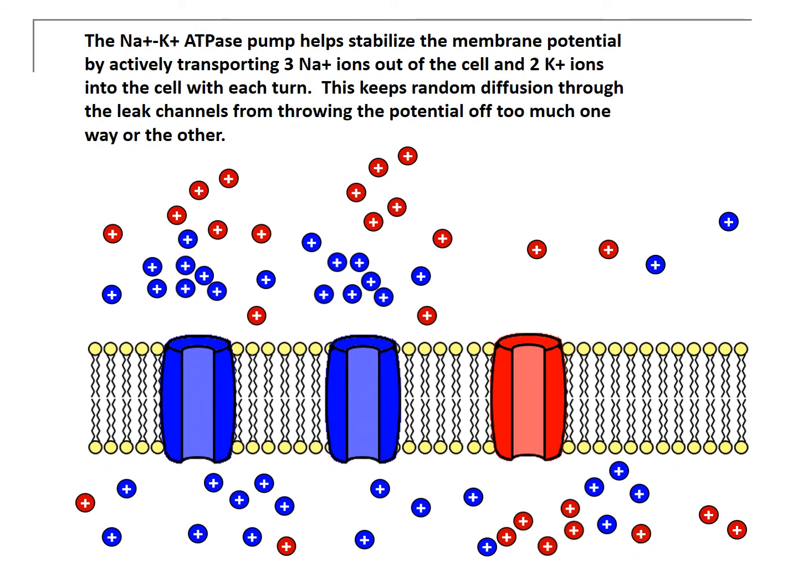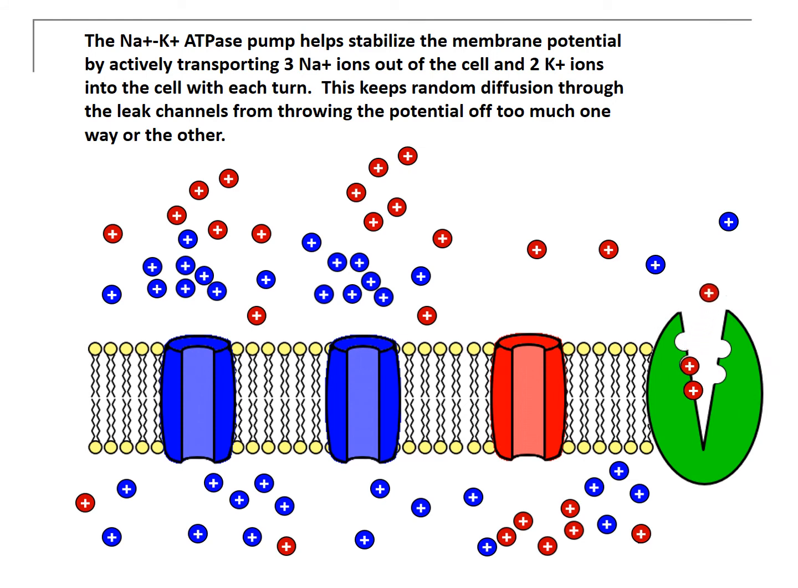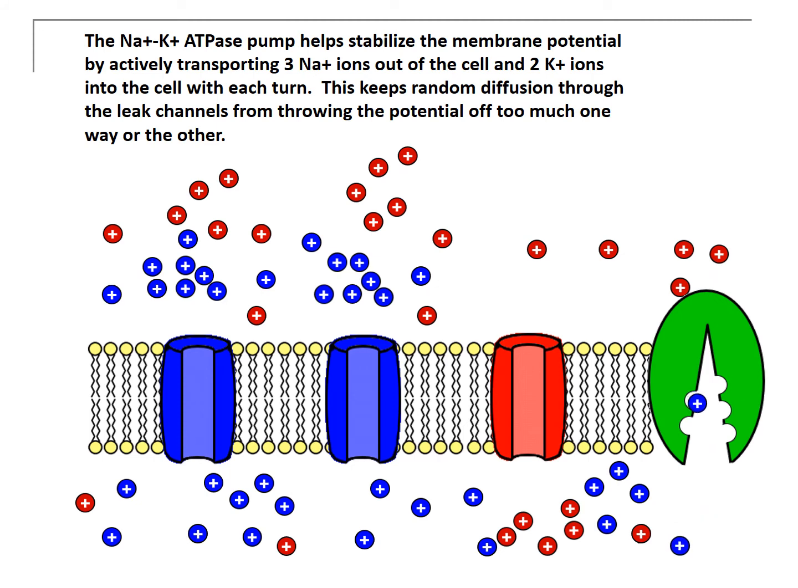Okay, now how do you keep this stable? That's done by the sodium potassium ATPase pump. Now what this is going to do, so here's a picture of the pump, is it's going to actively transport 3 sodium ions out per turn and 2 potassium ions in per turn. So basically it's kind of opposing the actions a little bit of these leak channels, and it's helping to stabilize this resting membrane potential at negative 70. So again, this is all about stabilizing our resting membrane potential at negative 70.